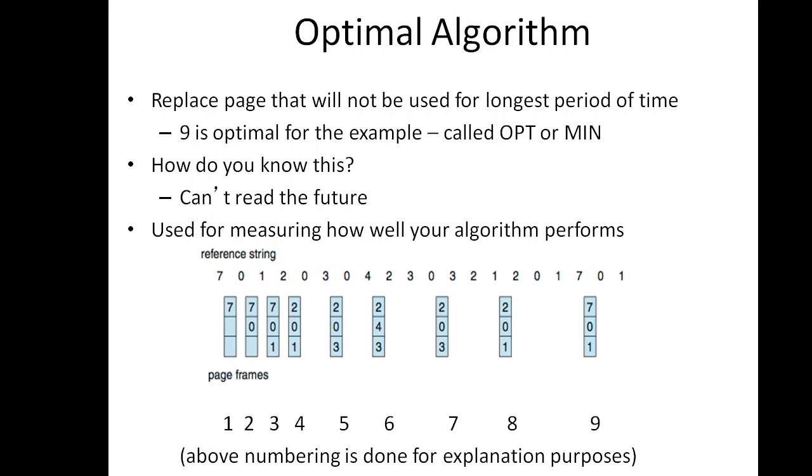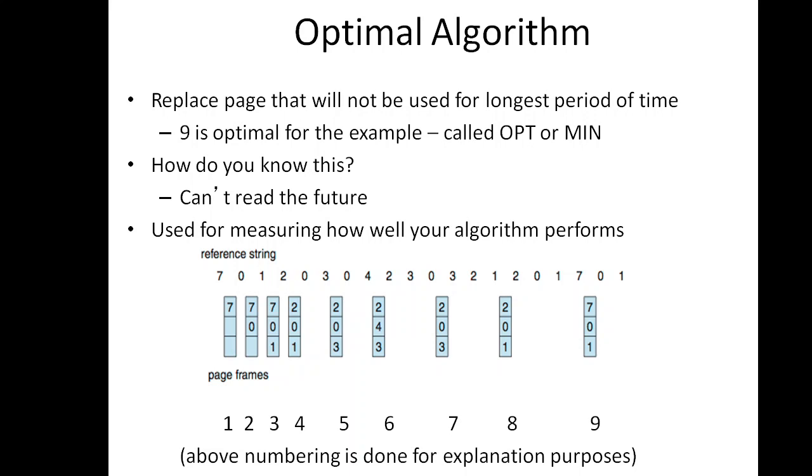So how we are going to replace the page is, we check whether that page is used in the upcoming references or not. The page which is not used for the longest period of time will be selected for replacement. Use of this page replacement algorithm guarantees the lowest possible page fault rate for a fixed number of frames. Considering the same address sequence, using the optimal page replacement algorithm we get only 9 page faults. In the previous method we had 15 page faults, whereas here we are getting only 9.